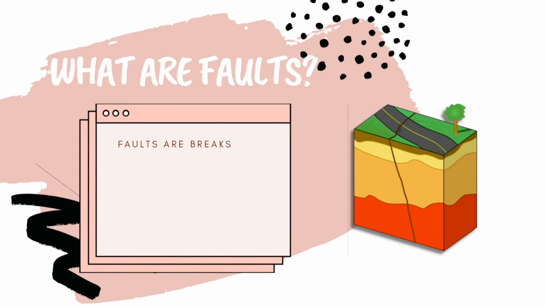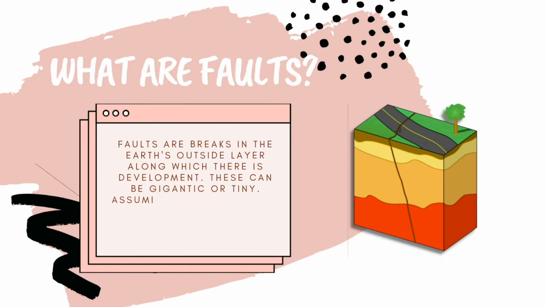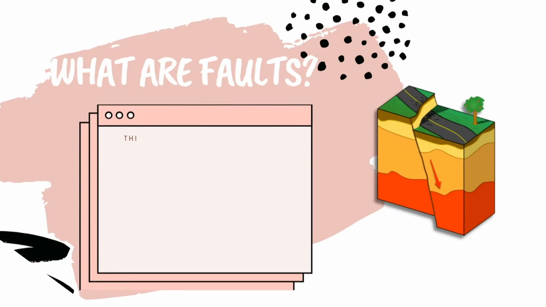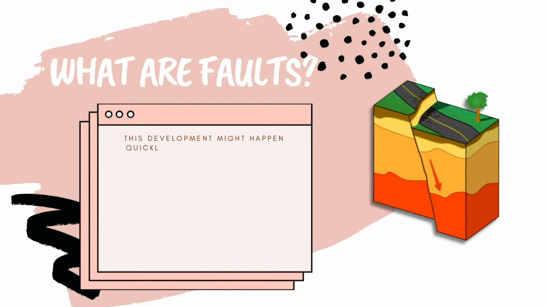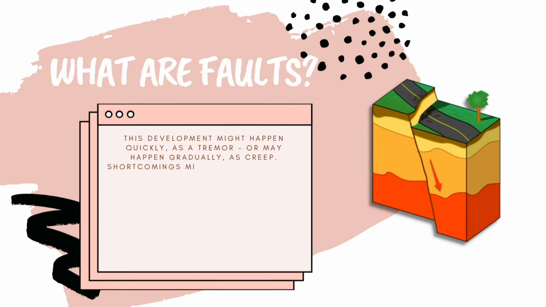Thank you. What are faults? Faults are breaks in the Earth's outside layer along which there is movement. This can be gigantic or tiny. If strain develops along a fault and is abruptly released, the outcome is a tremor. This movement might happen quickly as a tremor or may happen gradually as creep.